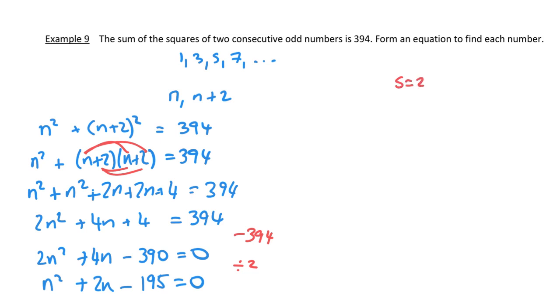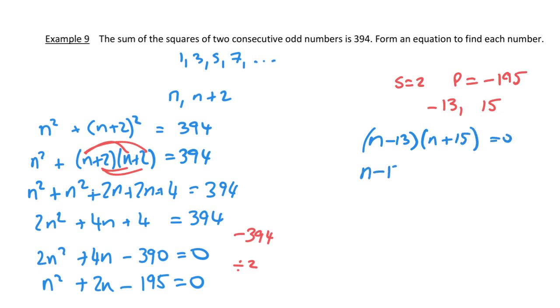Our sum is 2 and our product is minus 195. And the two numbers that multiply to minus 195 and add to 2 are 13 and 15, and we need the 13 to be negative so that the sum is positive. We can go straight to the brackets, so (n minus 13)(n plus 15) equals 0, so n minus 13 is 0, or n plus 15 is 0, meaning that n is equal to 13, or n equals minus 15.